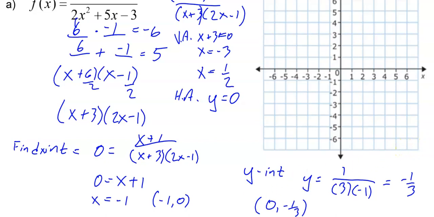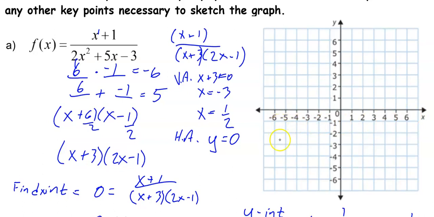So when we graph this, we have a horizontal asymptote at y equals 0. We have a vertical asymptote at x equals negative 3. These are the lines that I'm not going to cross. And we have another vertical asymptote at 1/2. These are the lines that we are going to approach and never cross.